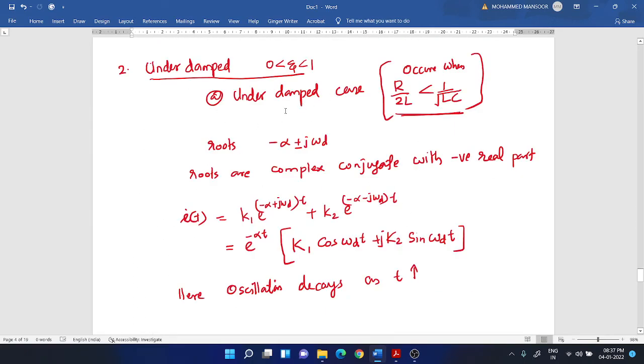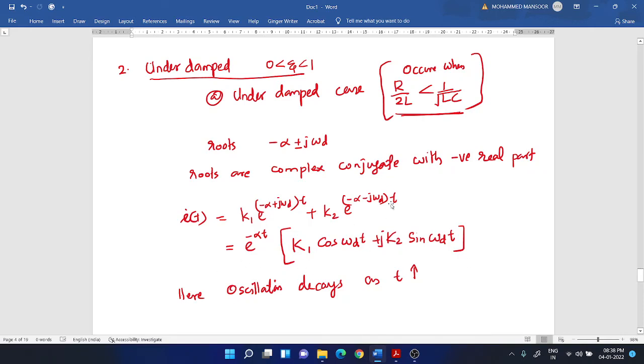So the roots are minus alpha plus or minus j omega d. Roots are complex conjugate with negative real part, as I mentioned earlier. So we know the general expression for response i of t as this one. So the equation can be obtained in this form: e raised to minus alpha t into k1 cos omega d t plus j k2 sin omega d t. Why? Because e raised to j theta is equal to cos theta plus j sin theta. By simplifying, we can obtain this equation.